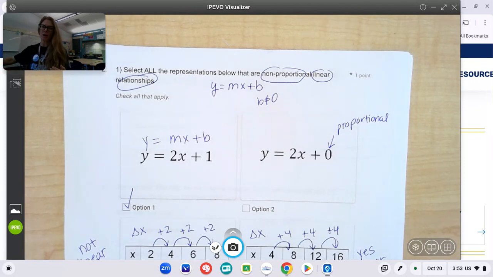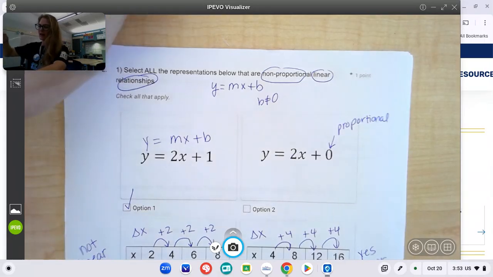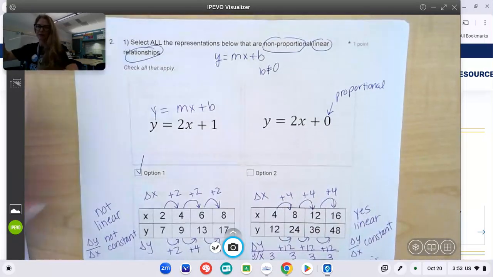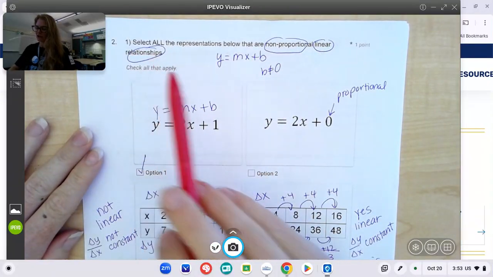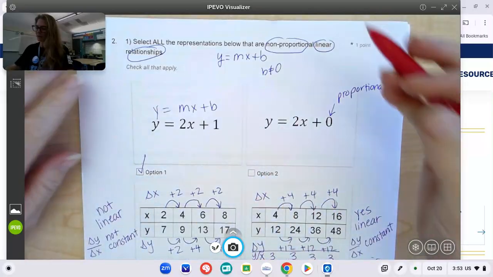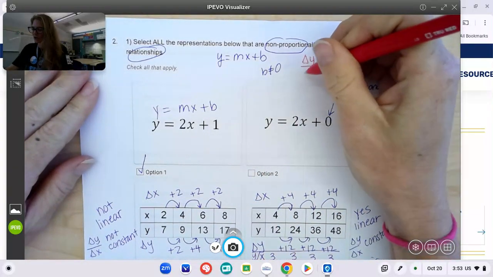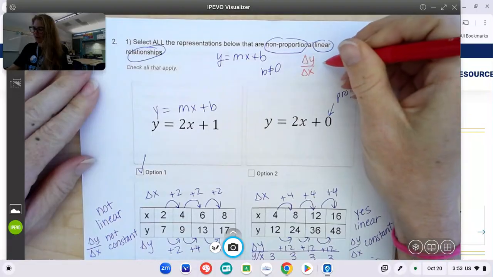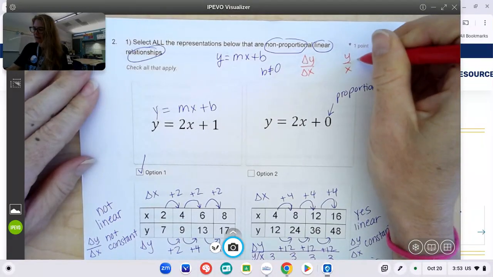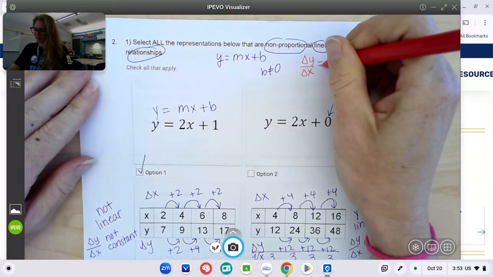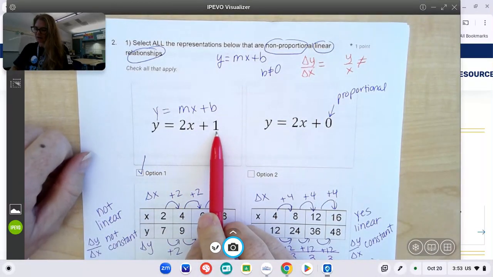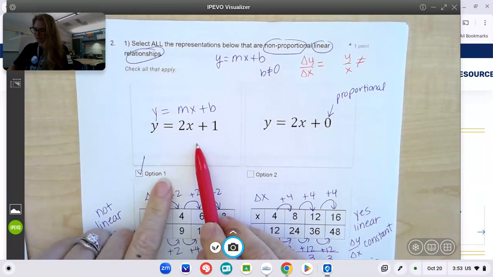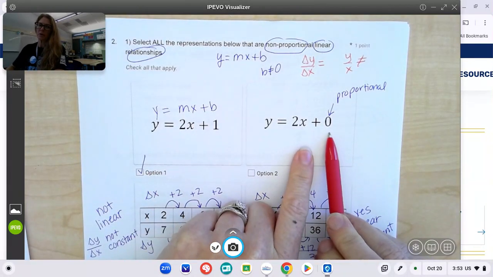We're just going to be going over your Google form that you did last class. So the first question says select all relationships below that are non-proportional linear relationships. So what we're looking for is a constant change in y over change in x, but y over x not being constant. So our first one has y equals mx plus b, where our y-intercept is not 0, so we're going to select option 1. Here, this is going to be proportional. It goes to the origin. Our initial value is 0.